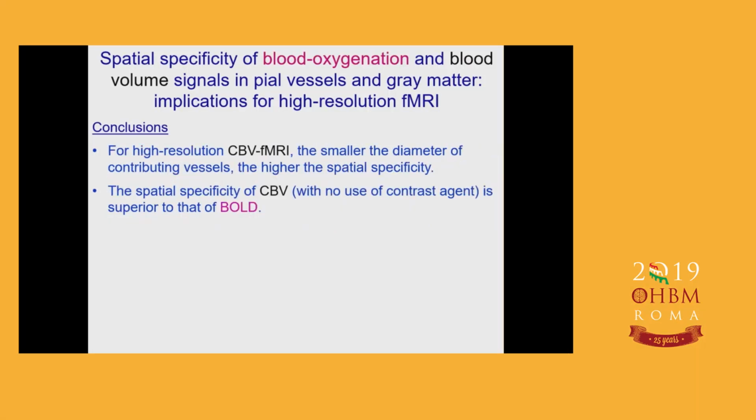So I'll get to the main conclusions here of this study. For high-resolution cerebral blood volume fMRI, the smaller the diameter of contributor vessels, the higher the spatial specificity. The spatial specificity of cerebral blood volume with no use of contrast agent. I'm saying with no use of contrast agent because previous studies showed a similar phenomenon while using an iron-based contrast agent, MION. Here it is based on just the intrinsic blood responses. The spatial specificity of cerebral blood volume is superior to that of BOLD imaging.